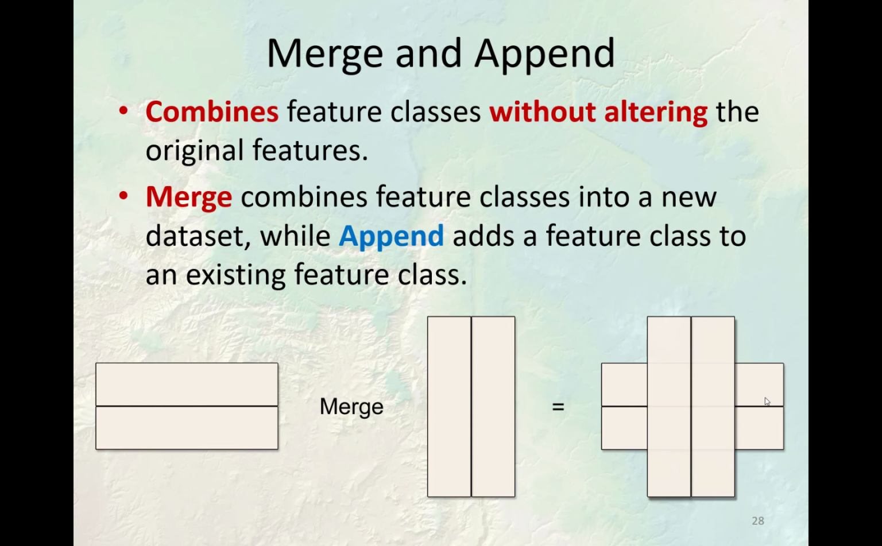The only difference between merge and append is that merge combines them and makes them into a new feature class, while append takes a bunch of features and adds it to an existing feature class. Otherwise, they're pretty much the same tool. I have noticed, though, that append crashes a lot. Merge is pretty reliable. So, yeah, merge is stable.